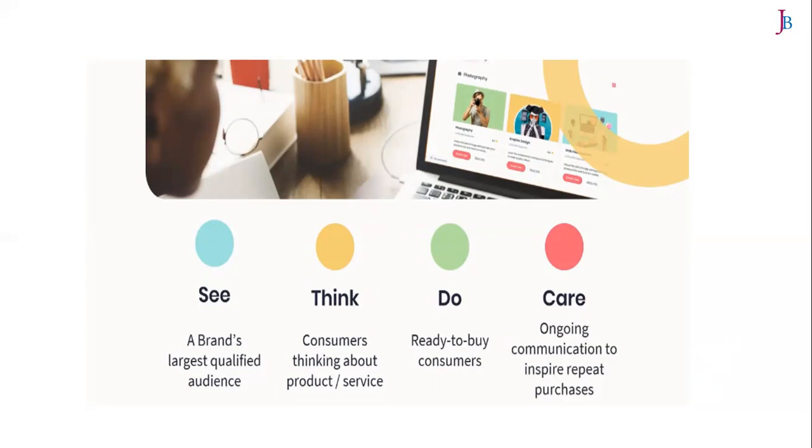Then the think part is the consumers thinking about product or service. At this point, they are not just aware. They're now thinking, I think I will need to have this problem solved. What product or service should I use? That is the consideration or evaluation stage where they think about the product or service that they will need to solve this specific problem. Then the do stage is where they are ready to buy.